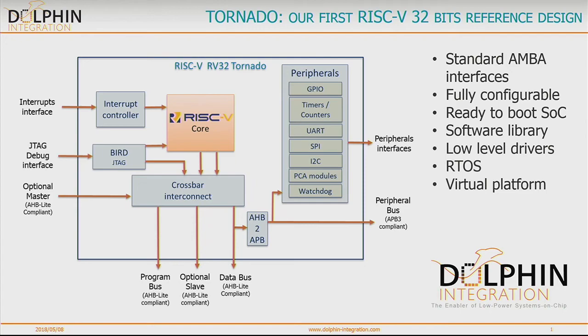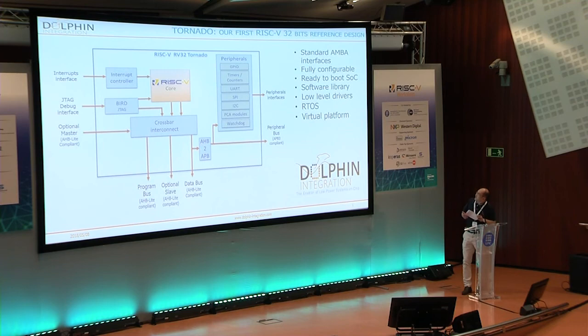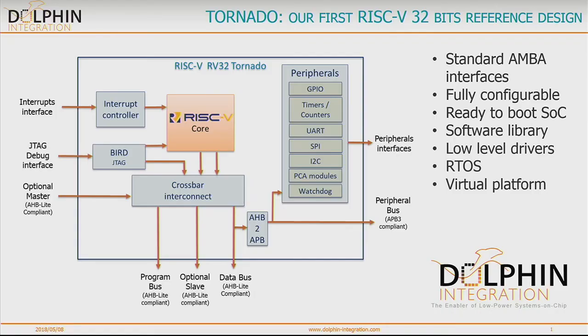The Tornado platform has been designed as a fully configurable MCU subsystem with the standard AMBA interfaces, AHB and APB. It includes a rich set of software libraries, low-level software drivers for the peripherals, and part of an RTOS operating system.